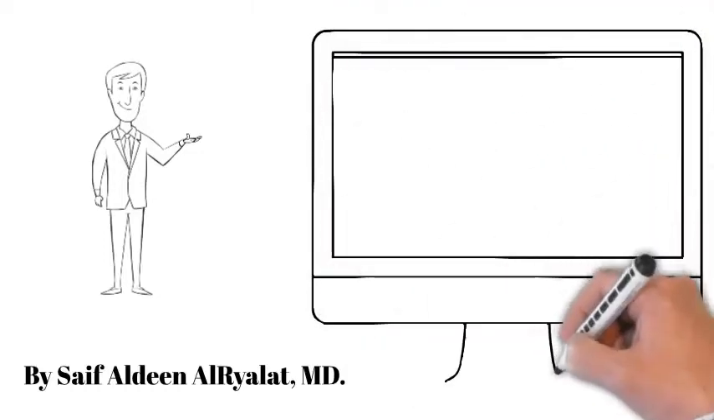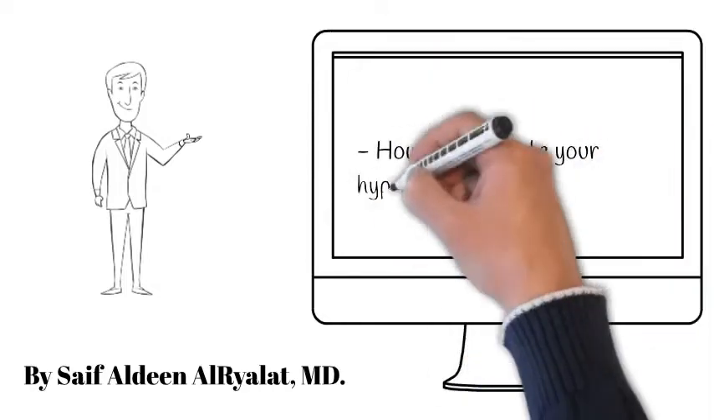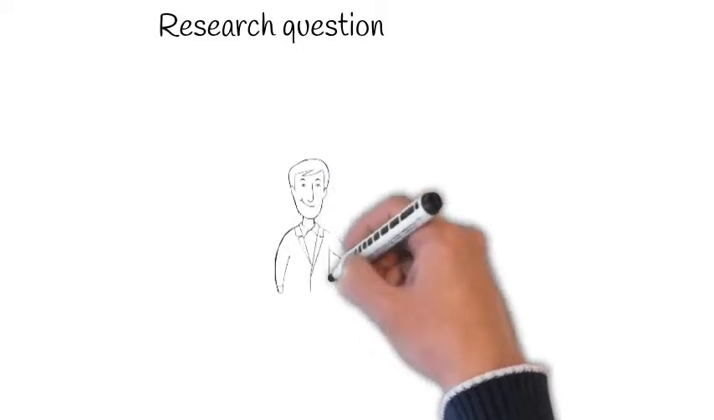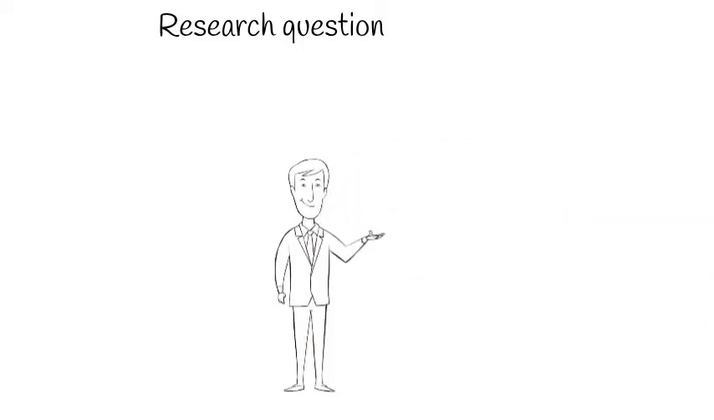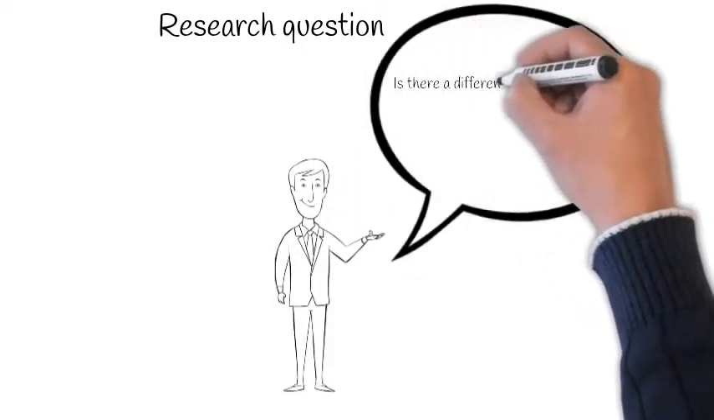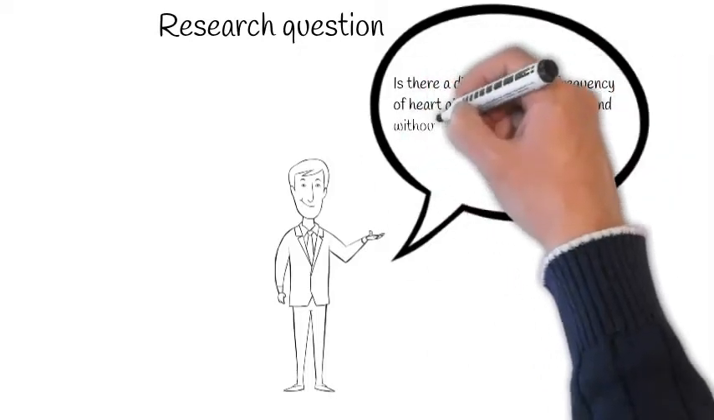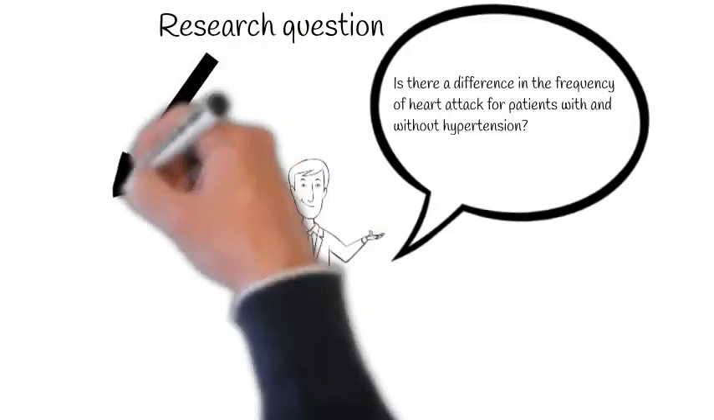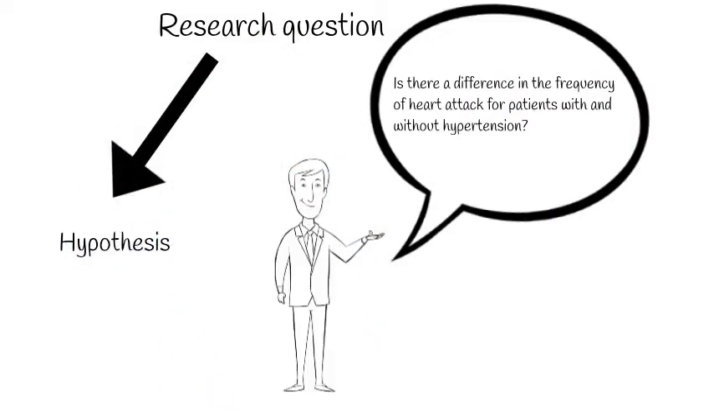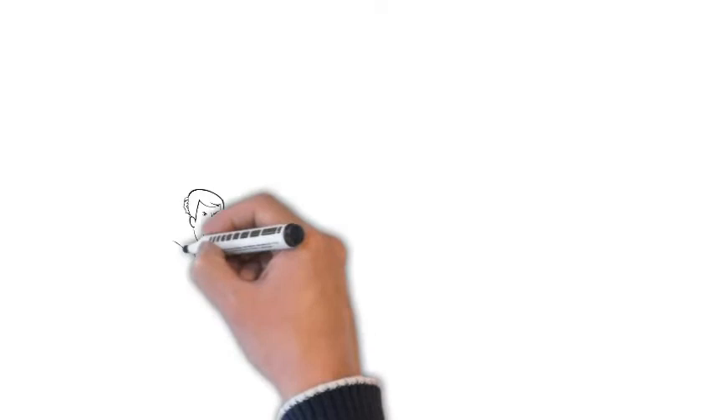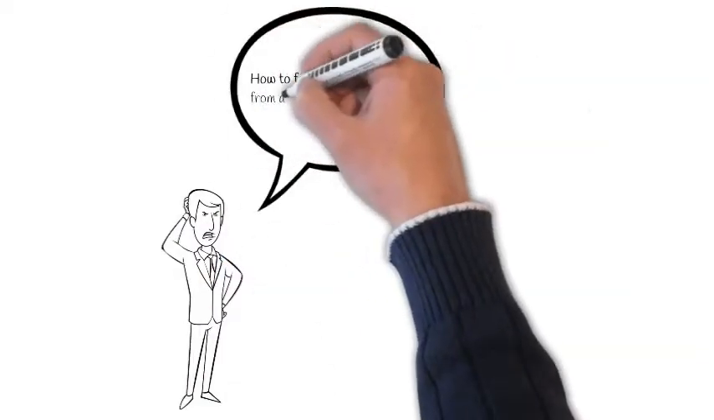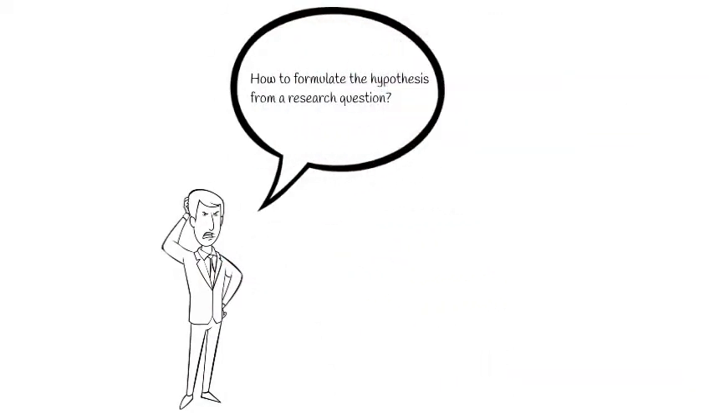In this video we will talk about how to formulate your hypothesis before you analyze it. Any research begins with a research question, which you aim to answer through your research. For example, our research question in our previous video was, is there a difference in the frequency of heart attack for patients with and without hypertension? Your research hypothesis should be derived from your research question. The question now is, how to formulate the hypothesis from a research question?